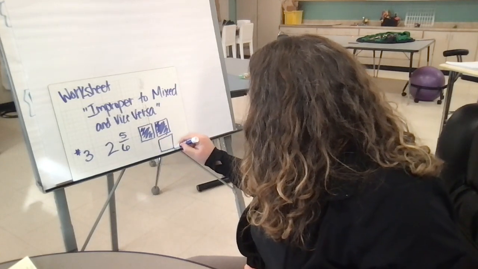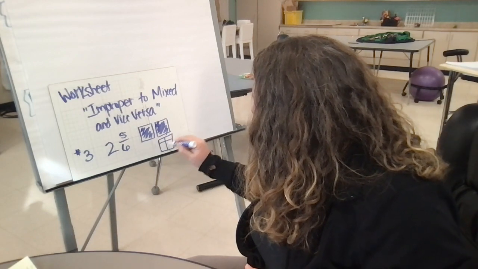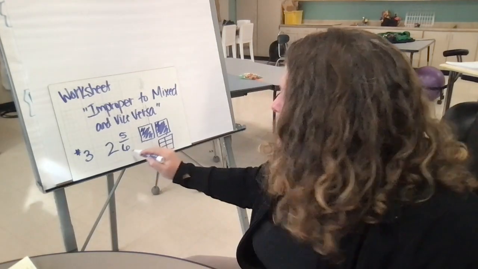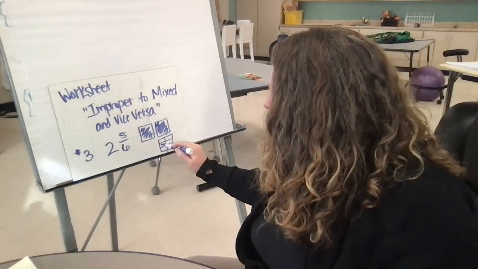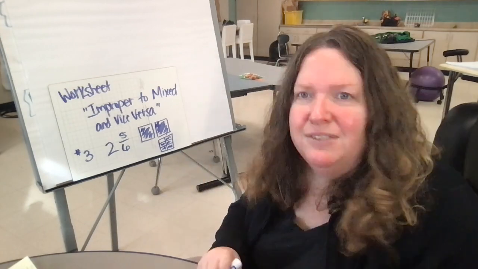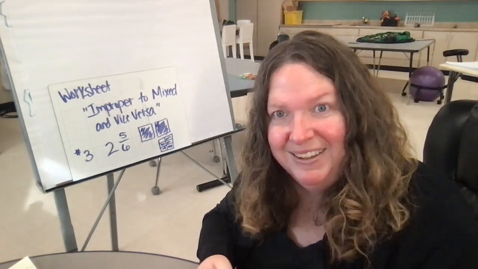Again, that's the same size, but this one I'm going to cut into 6 pieces. That's this, 5 out of 6. And I'm going to choose 1, 2, 3, 4, 5. There's how we modeled 2 and 5/6.